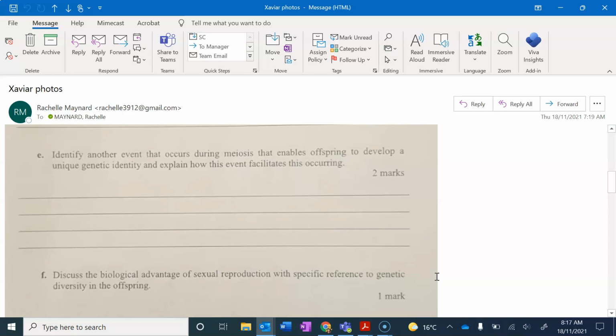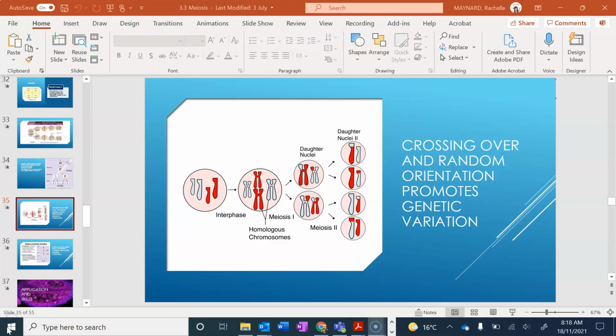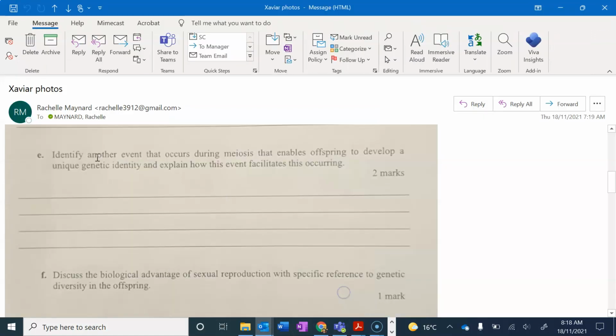Identify another event. Random assortment. So I'm going to pause this. I've got a slide to show you. Hang on. Okay, my favourite slide to answer this question. So our question was, identify another event that occurs during meiosis that enables the offspring to develop a unique genetic identity. So there's three processes, right? Let me find my PowerPoint again.